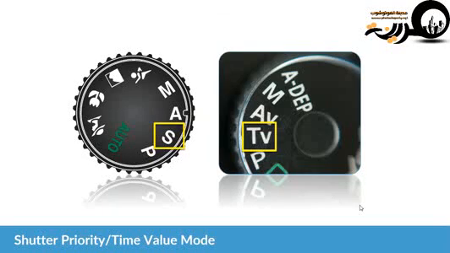But what do you think in shutter priority mode the camera is going to control to make sure we have the correct exposure in the scene? So what other function is it?